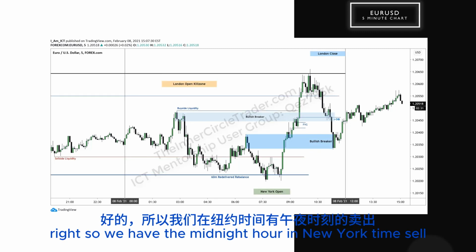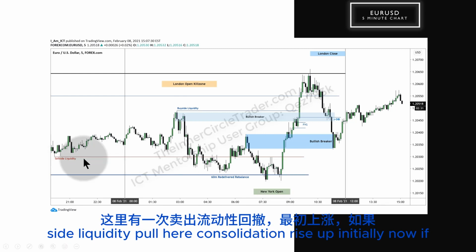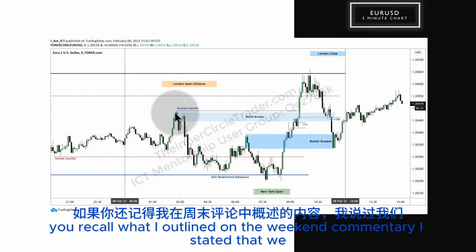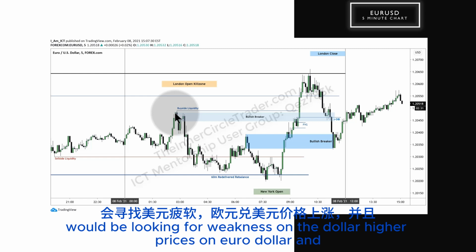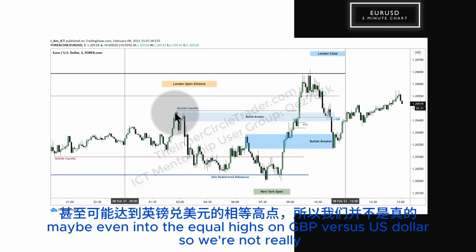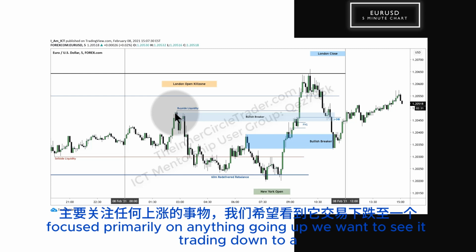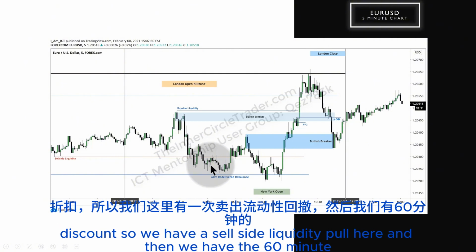Alright, so we have the midnight hour in New York time. Sell side liquidity pool here. Consolidation. Rallies up initially. Now, if you recall what I outlined in the weekend commentary, I stated that we would be looking for weakness on the dollar, higher prices on euro dollar, and maybe even into the equal highs on GBP versus US dollar. So we're not really focused primarily on anything going up. We want to see it trading down to a discount.